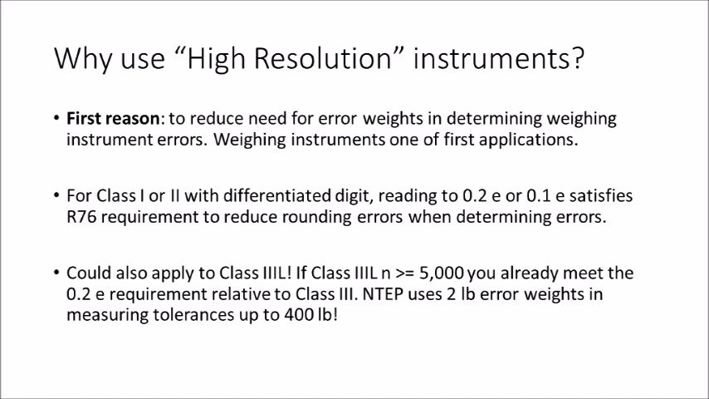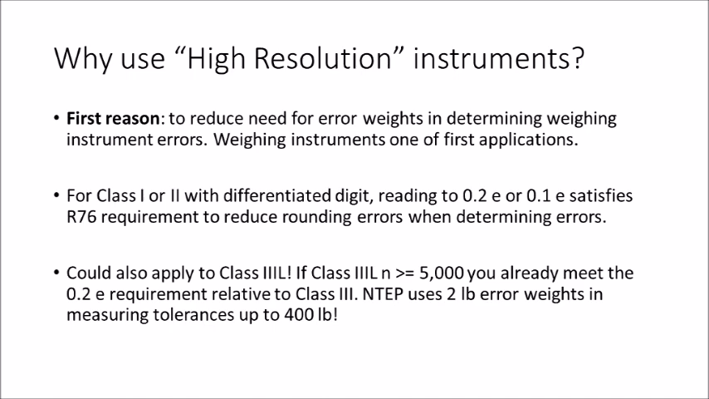And so the scale manufacturer actually expands the resolution so that you can see the errors. So with class 1 and 2 scales with a differentiated digit reading to 0.2E or 0.1E, you satisfy the requirement to reduce the rounding error when determining the scale errors. What's really interesting is that this should also apply to class 3L.